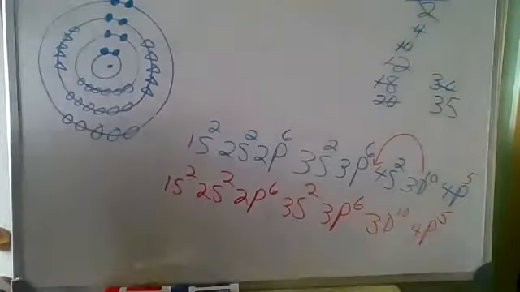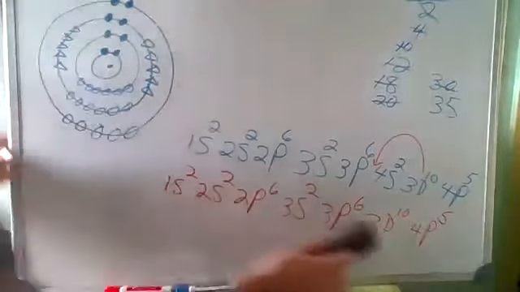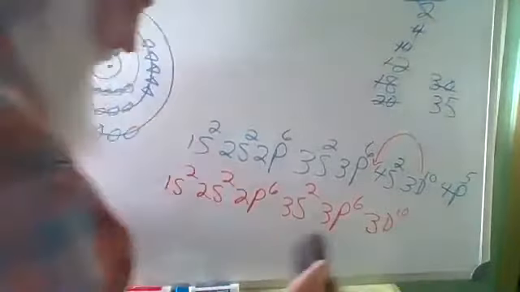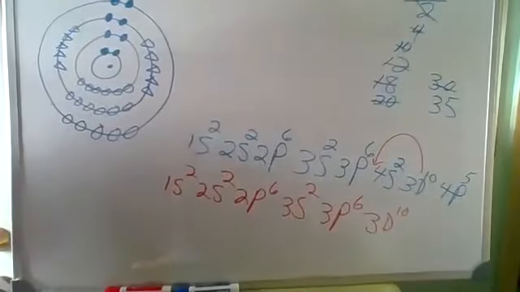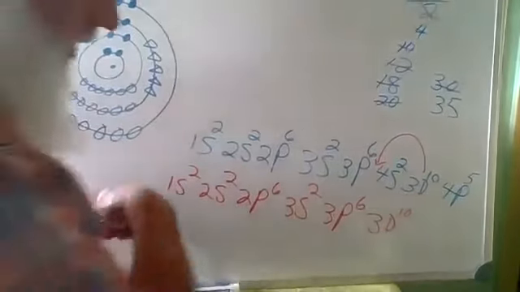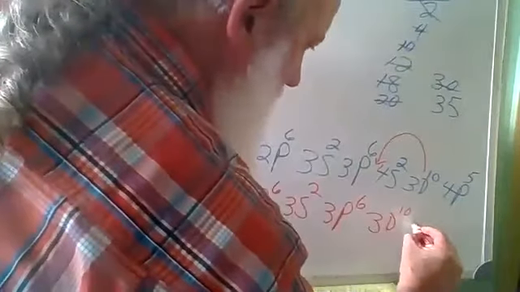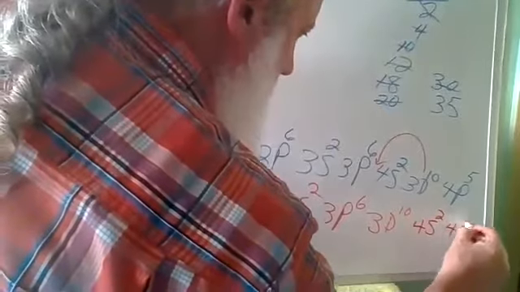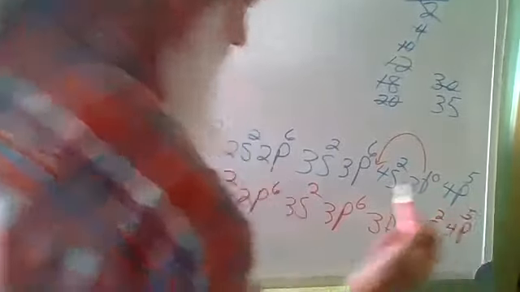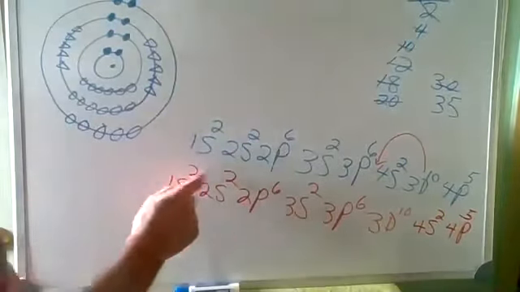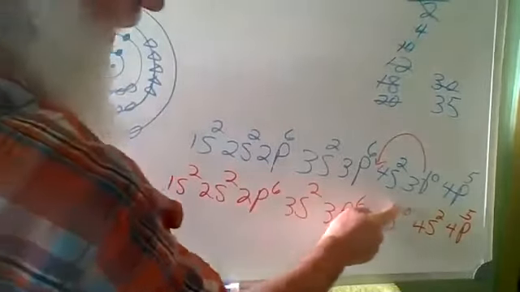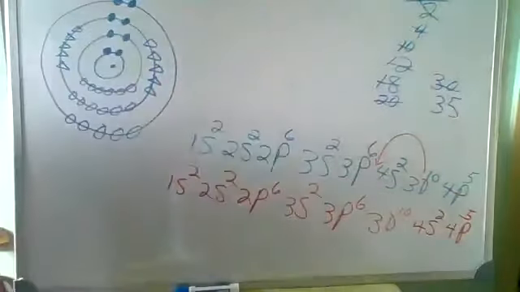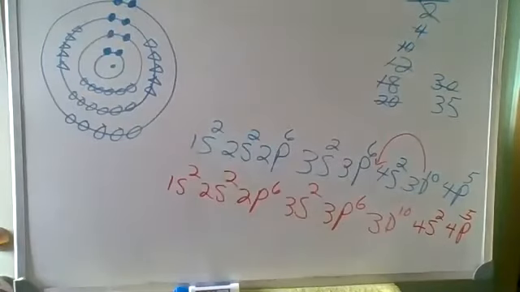So let's see, where's my eraser? Here. This is why you always count the electrons. 4s2, 4p5. Now let's count: 2, 4, 10, 12, 18, 28, 30, 35. All right, so we're good there.